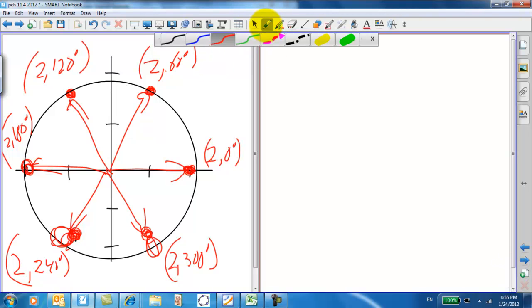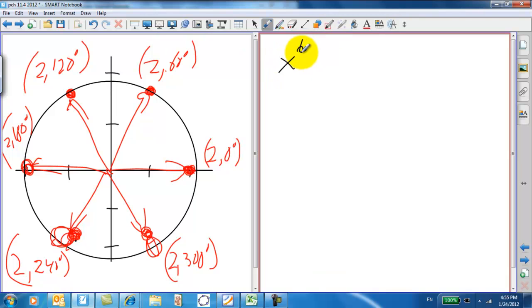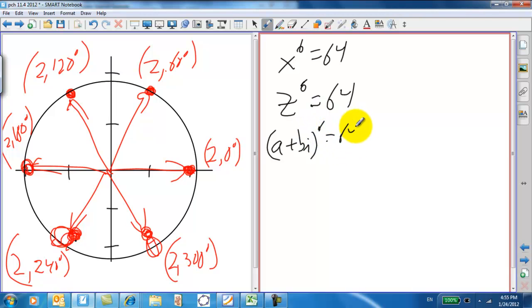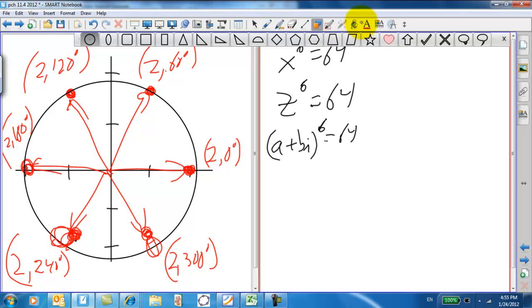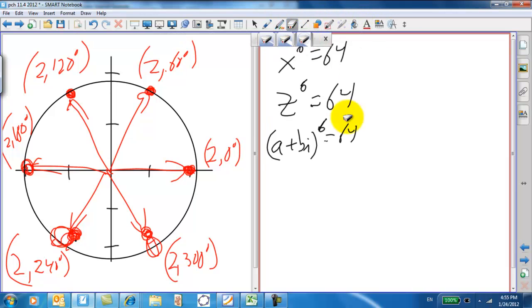Think of it as a complex number. We were asked before to solve x to the 6th equals 64. What if we think of it as z to the 6th equals 64? There you go. z to the 6th equals 64. Because we expect some complex answers. Now we could put a plus bi here to the 6th equals 64 and set up systems of equations in a and b. And oh my gosh, no. Not going to go there. Get out the big eraser for that one.